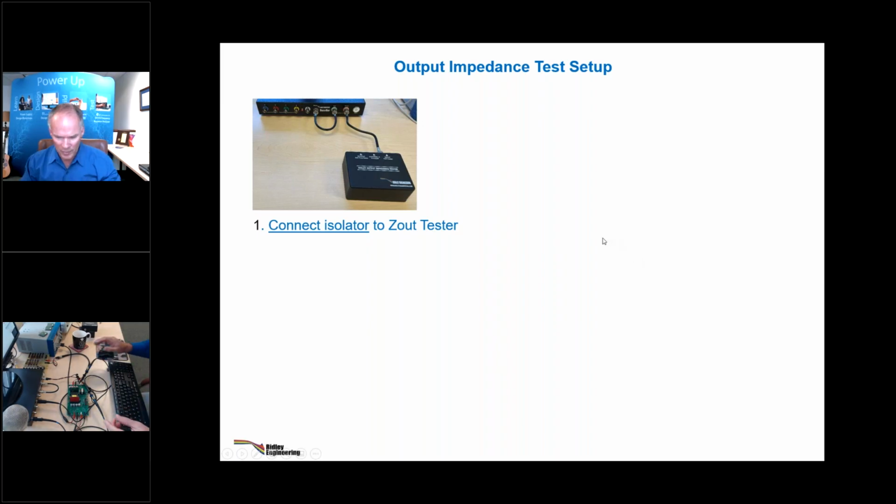So let me follow my directions here. I disconnect my loop, or most of it. And then I'm going to get my little handy dandy output impedance tester. Those of you that remember Blue's Clues. Sorry, dating myself. I'm not going to inject there anymore.